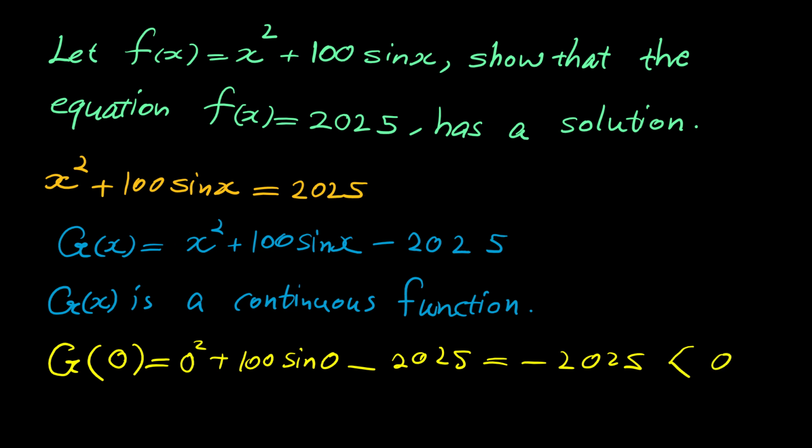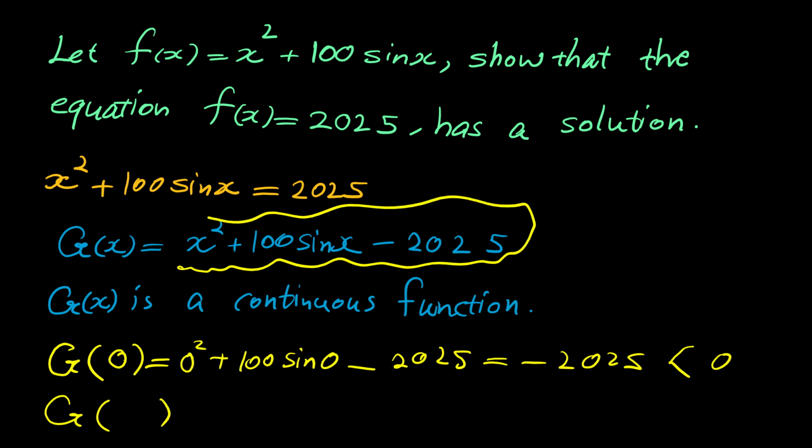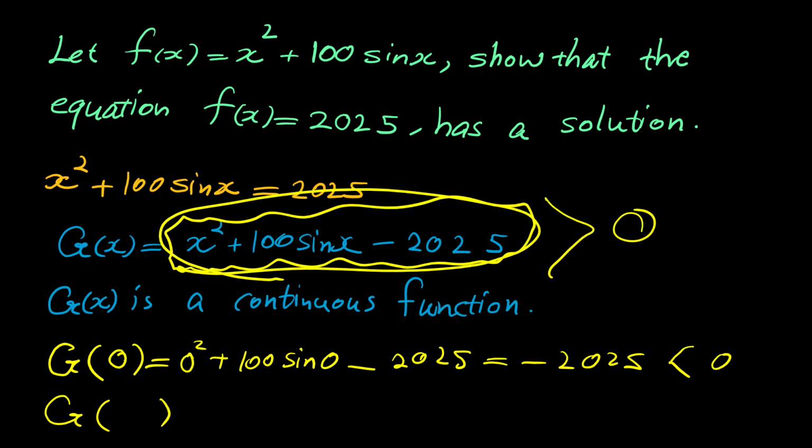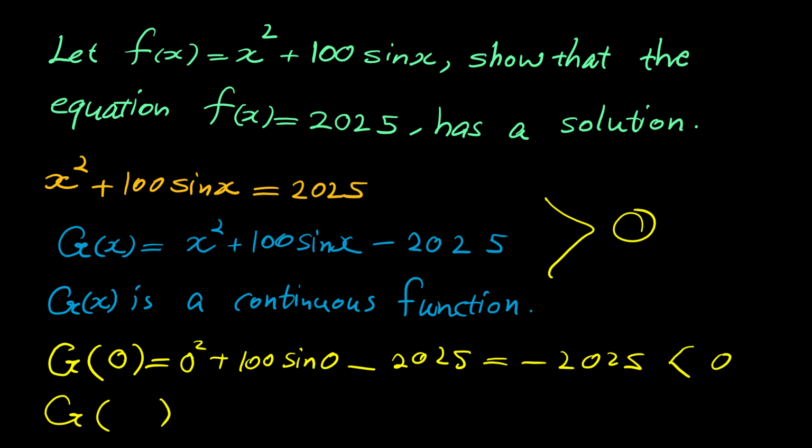Now that we have a number that makes the function negative, we have to look for a number that makes your function positive. Again, don't think so much, just try different numbers. I am looking for a number to substitute for x here, and I want the expression to be greater than 0 for that number. Of course, a number like 1 doesn't work because 1 to the 2 is just 1, but we have a negative 2025 here. So you have to substitute big numbers.